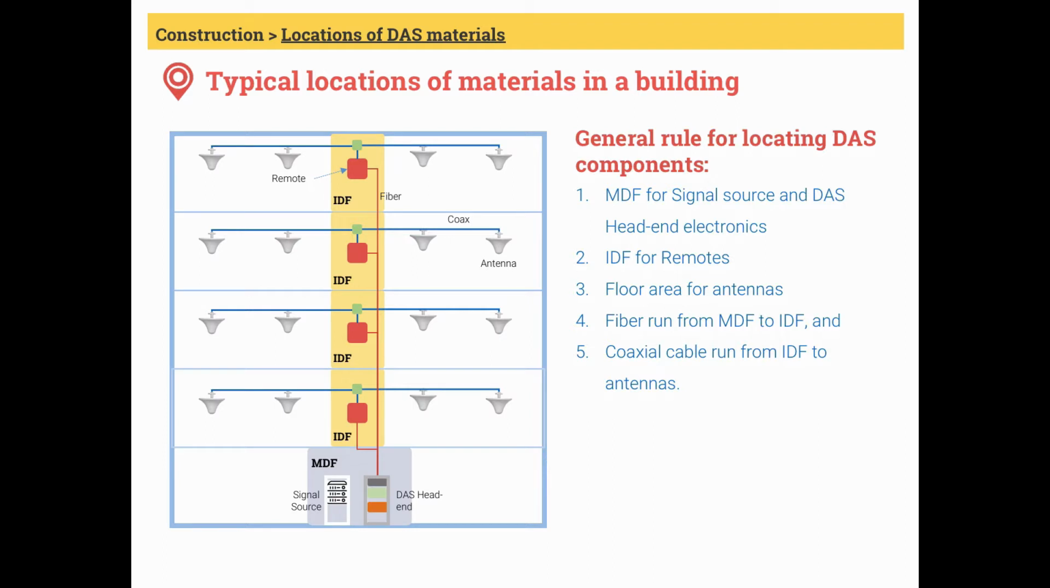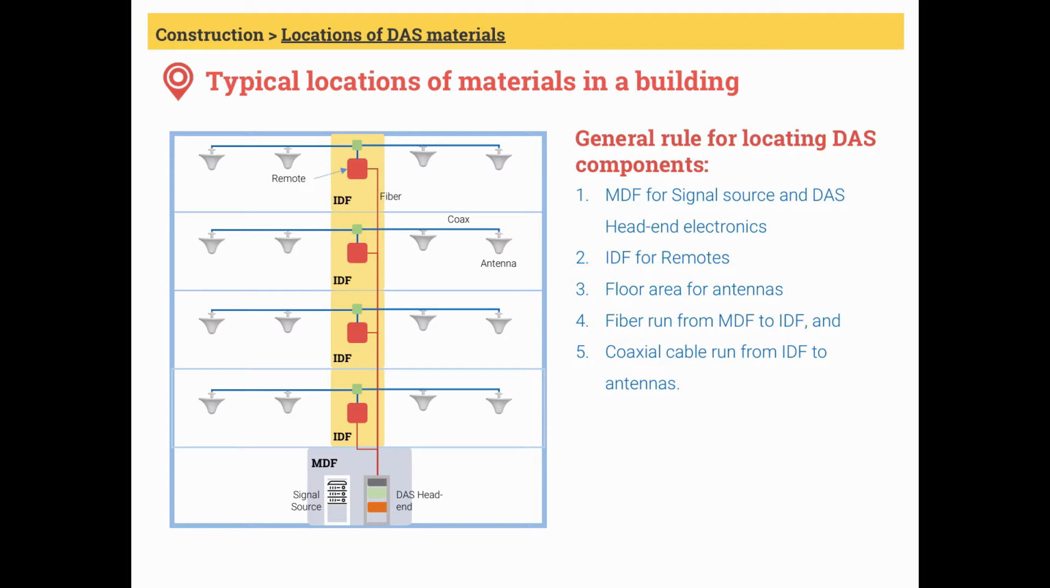MDF for signal source and DAS head end electronics, those are usually on the first floor. And we have MDF, and typically signal source and DAS head end electronics will be located at MDF. IDF for remotes. Every floor has an IDF closet, so the remotes are located at the IDF closet. Floor area for antennas. Antennas are located out on the office area, commonly in the ceiling tiles.